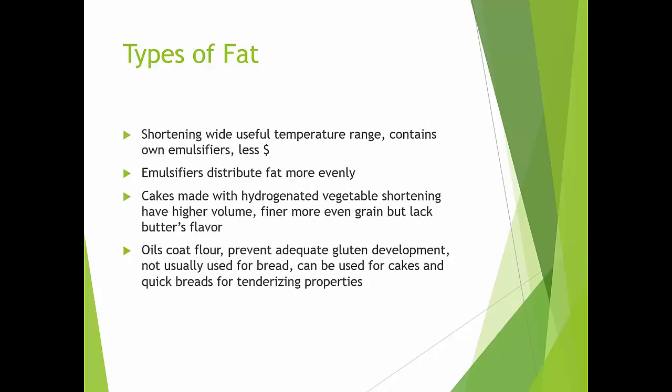Cakes that are made with hydrogenated vegetable shortening, for example, or good old fashioned Crisco shortening, tend to have a higher volume, a finer, more even grain, but they tend to lack the flavor of butter. They have more of a bland flavor, I should say. Oils, on the other hand, will coat flour. They'll prevent adequate gluten development. They're not usually used for making things like bread, but can be used for cakes and quick breads for their tenderizing properties.